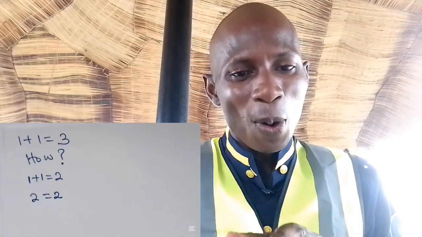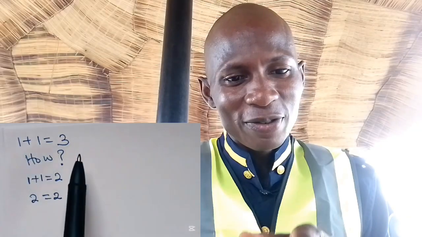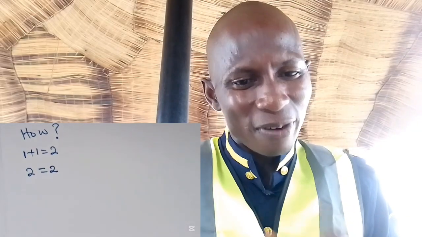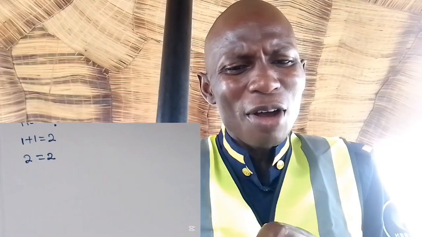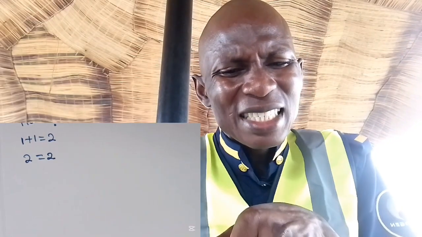You can see where I make the mistake. Because for me to say that 1 plus 1 is equal to 3, which is not true, simply means that there is already a mistake somewhere. So I would like you to pick this mistake and tell us in the comment section.